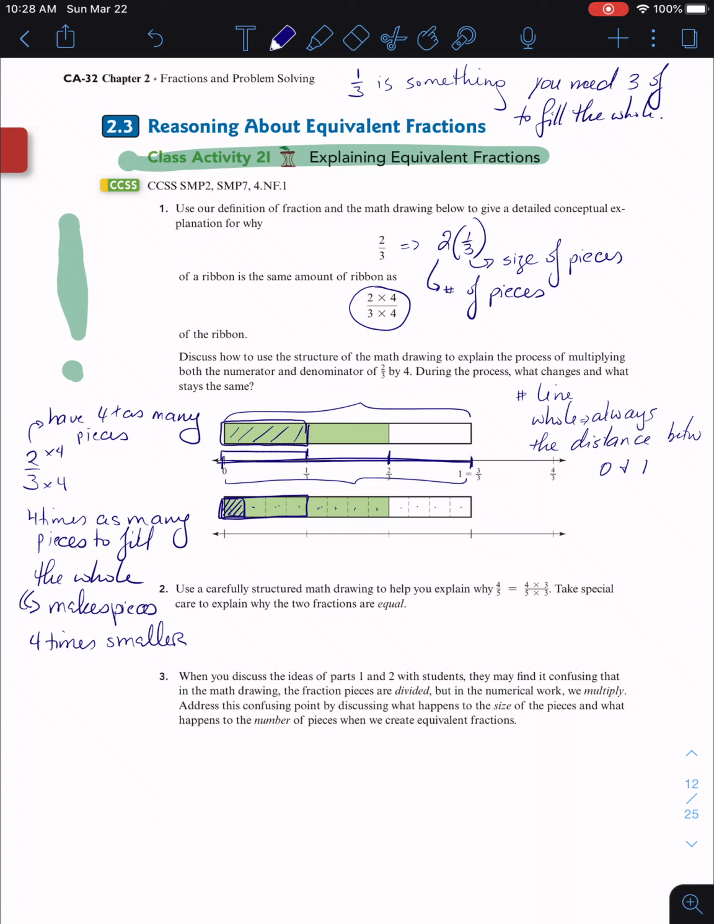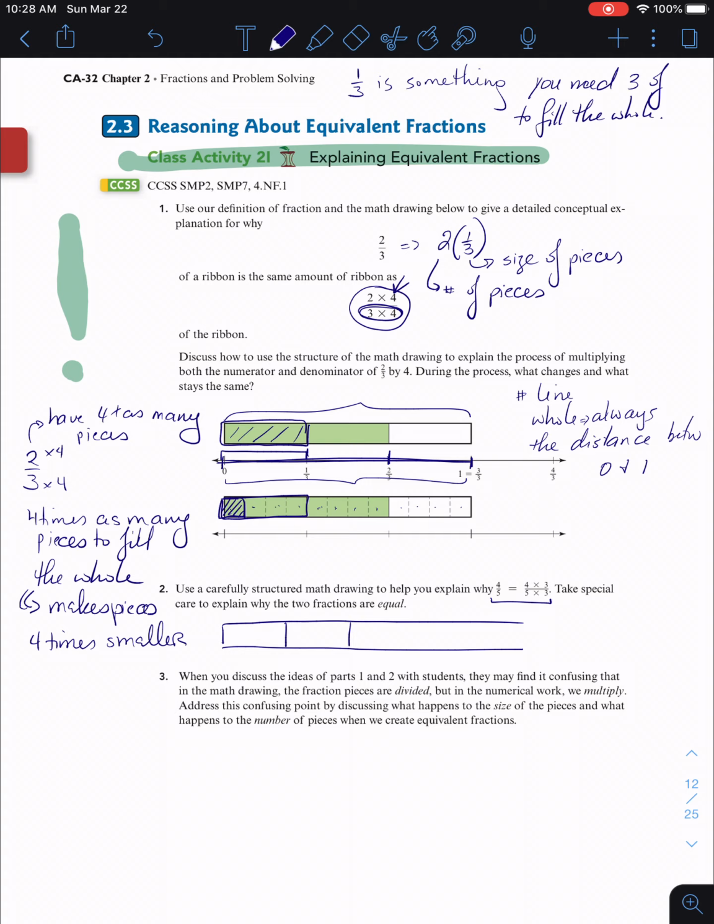In fact, if we make the pieces 4 times smaller, we need 4 times as many of them to fill anything, to fill the whole, to fill the green space, to fill anything. Once you make the pieces 4 times smaller here, you need 4 times as many of them to fill any distance or any amount that you need. So when I'm going to ask you to work on this, if you need to pause this video, please do. Now, when you draw it, let's look at how this is going to appear.